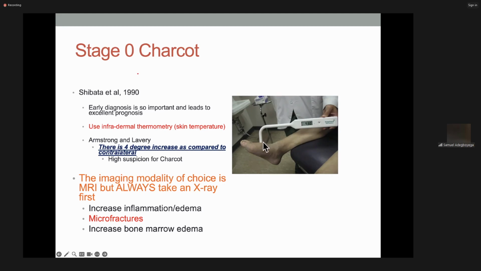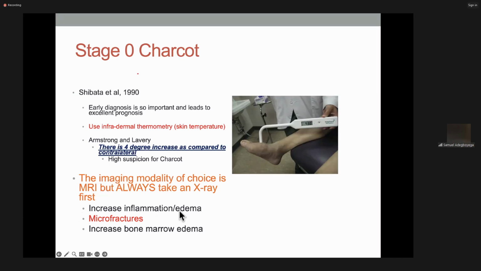So if you're doing measurement of temperature on the midfoot, on the contralateral side, you have to do temperature on the same site. So if you're taking temperature of the MPJ on the right side, on the left side, you have to do temperature of that site too. The most important thing that you'll see is if you have a 4-degree increase, okay, in temperature as compared to contralateral, that's the definition of a patient possibly having inflammatory condition, especially Charcot. Okay. Now, so in Shibata, they said the best thing to do actually is to get an MRI on this patient. So the modality of choice to diagnose Charcot early is MRI.